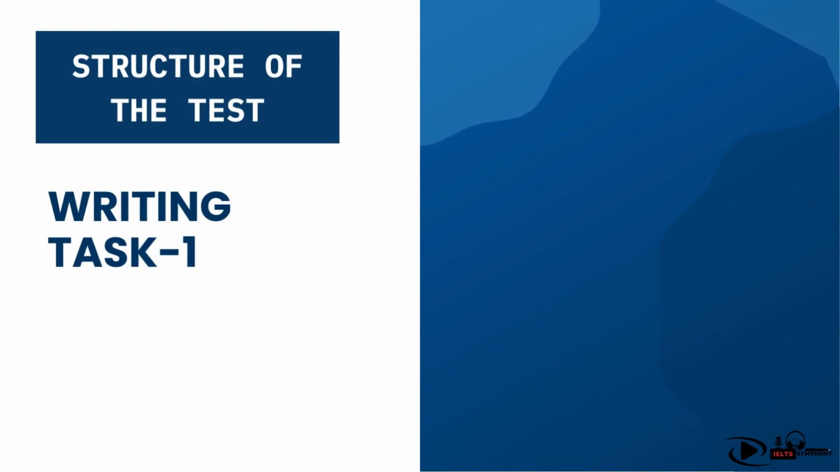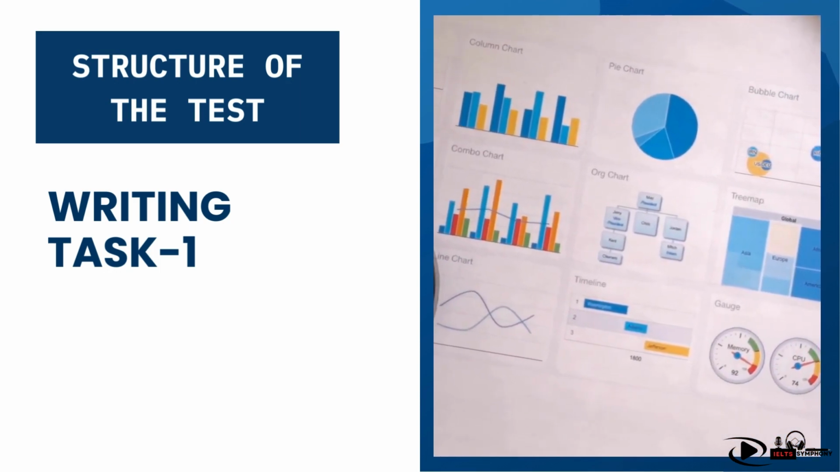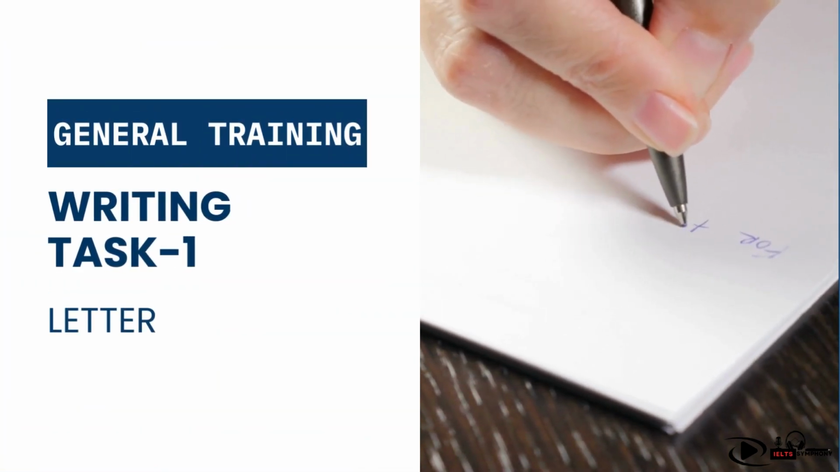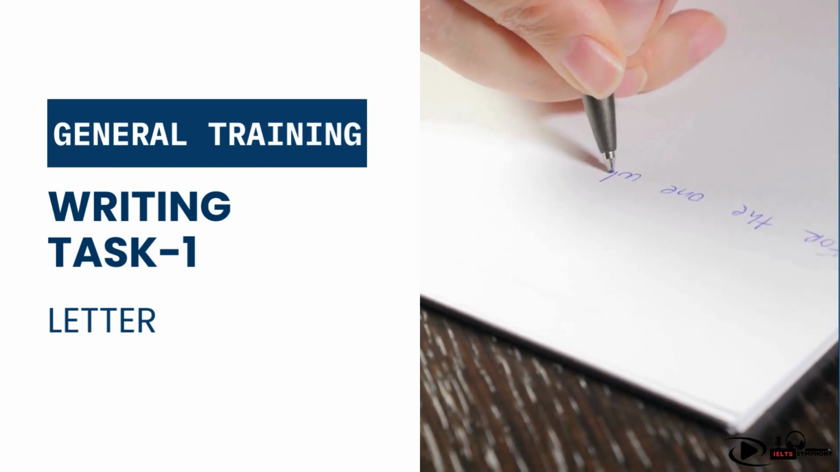There are two tasks. Task 1. In the academic test, you'll interpret visual data like graphs, charts, or diagrams. In the general training test, you'll write a letter. Now, let's delve into each task to understand its requirements and strategies for effective performance.